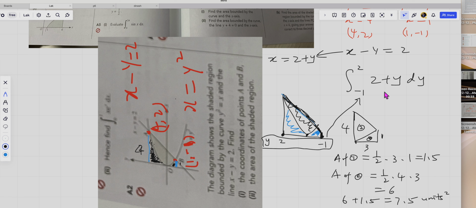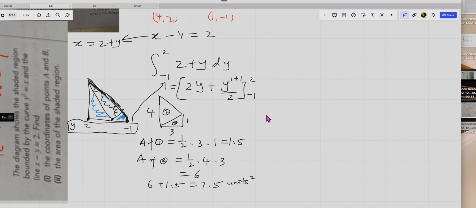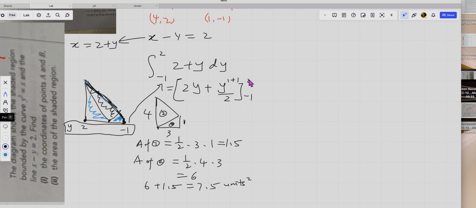And now your job is to integrate this. Pretty simple. So the first one will give you 2y. The next one is power plus 1, bring down the power to the denominator. And your job is to put in the 2 and negative 1 into it. Okay? So how do you continue? Then you just sub in. So once you sub in the 2, okay? Then you sub in the negative 1.